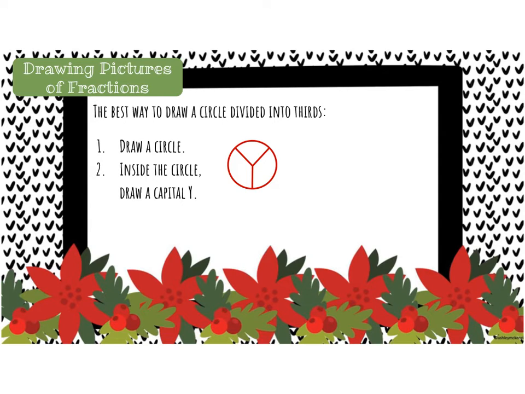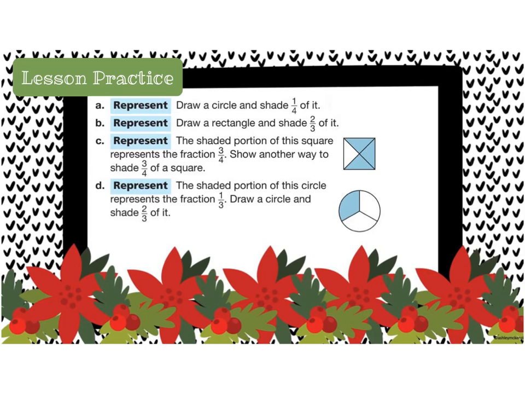Shade one of the pieces. I would just shade one of these pieces. So that is representing 1/3. If I wanted to show 2/3, what would I have to do? Shade another piece. Shade a whole other piece. So now I have 2/3. And if I shaded 3 pieces out of 3, what's that equal to? 1 whole. Very good.